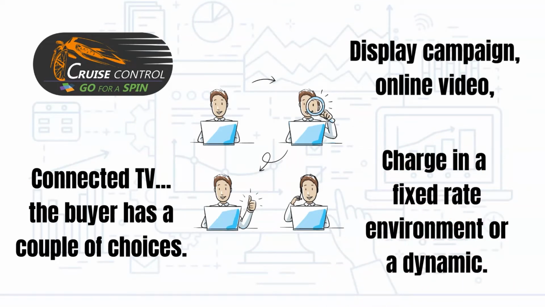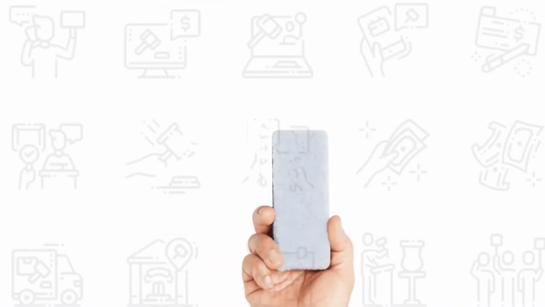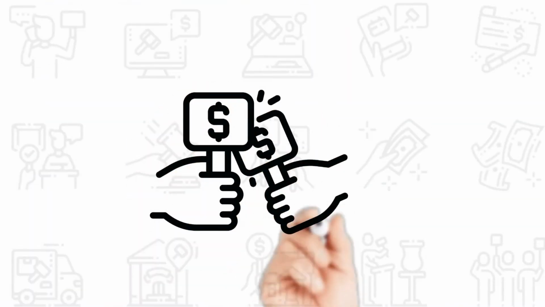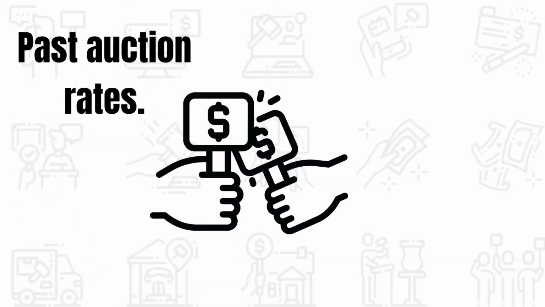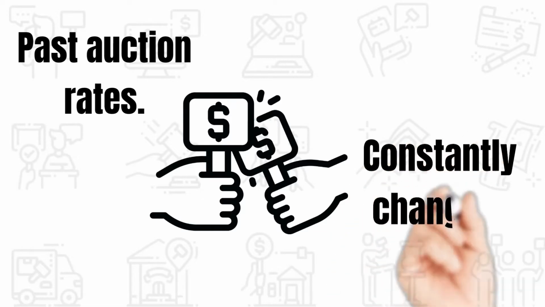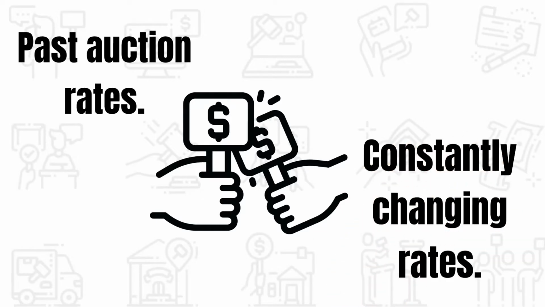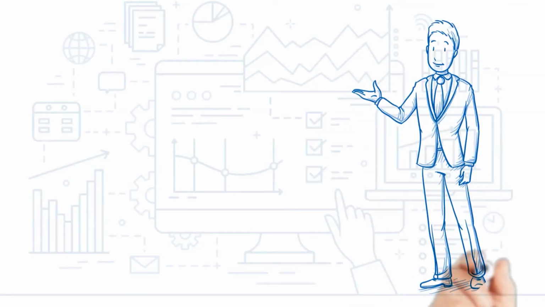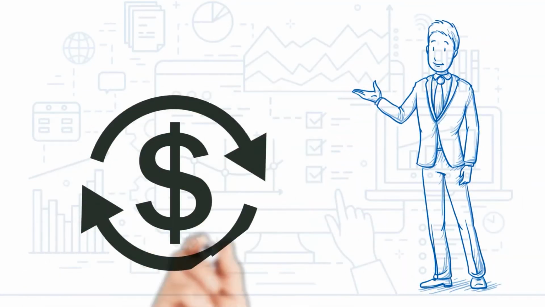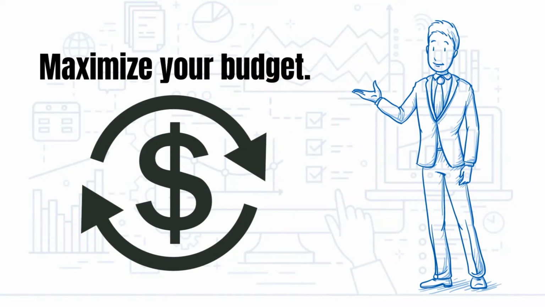Now, why is that important? Well, if you buy in a dynamic bidding environment, there are many variables that come into play, past auction rates being the most important, but many other factors as well. Bottom line in a nutshell is the rates are constantly changing, but that's a good thing for you, the customer. It's more work for people like us, but we need a flexible bidding strategy in place in order to maximize every penny of your budget.